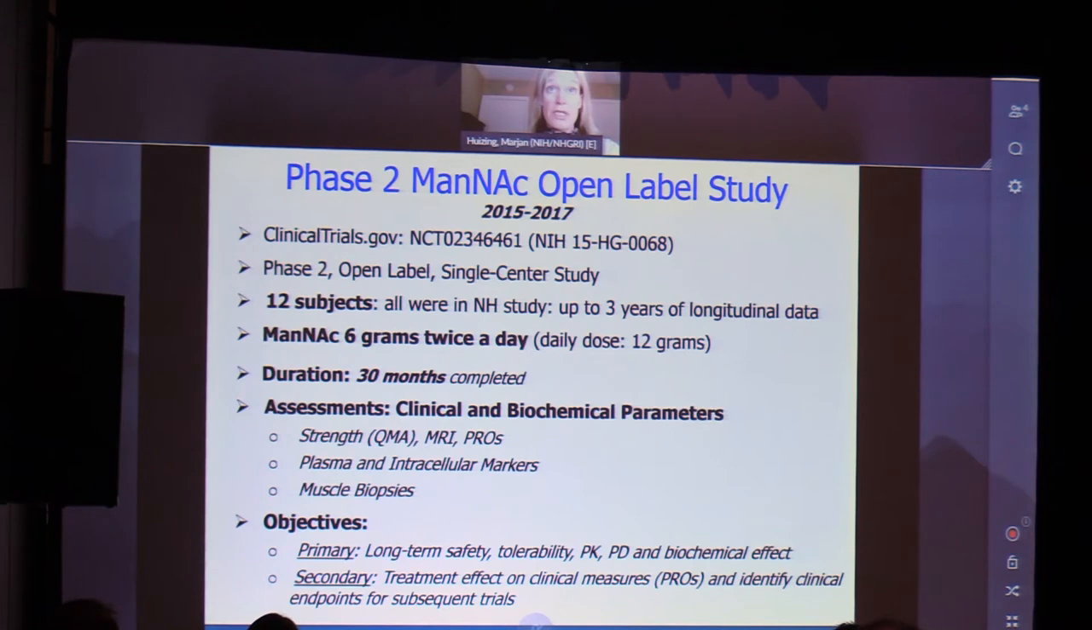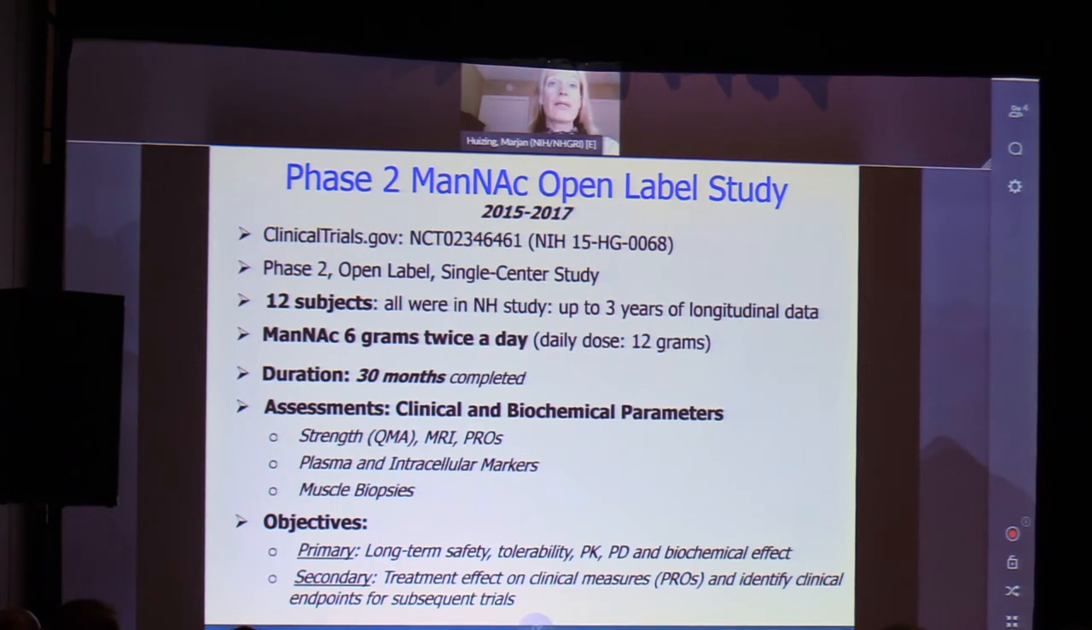The assessment was clinical and biochemical parameters. Strength was measured by QMA, MRI, and patient-reported outcomes. Plasma and intracellular markers were measured, and muscle biopsies were taken at baseline and after 90 days of MANAC therapy.